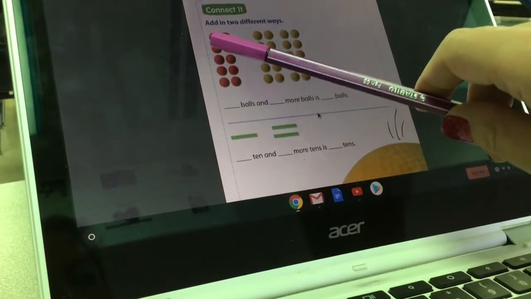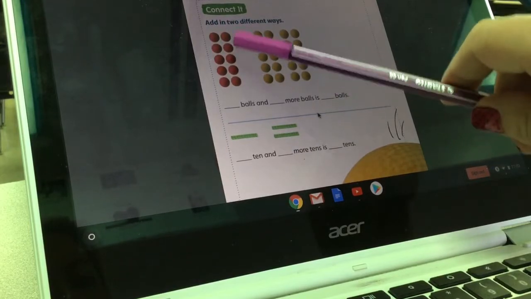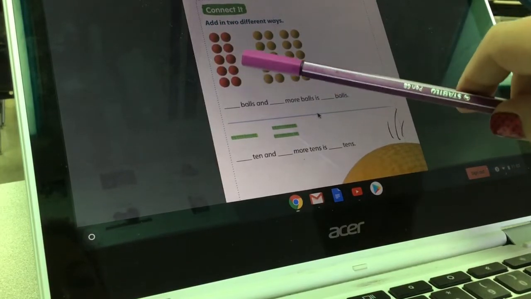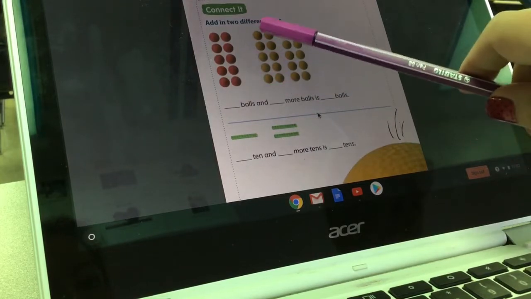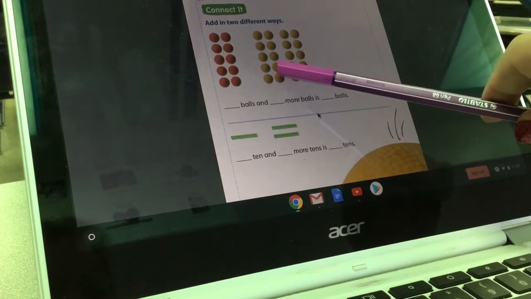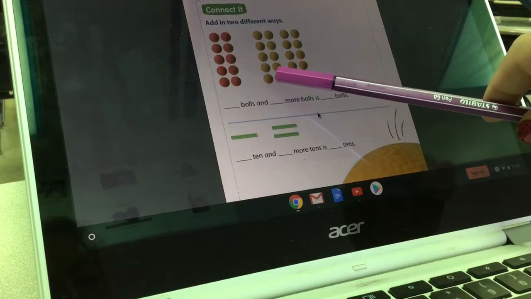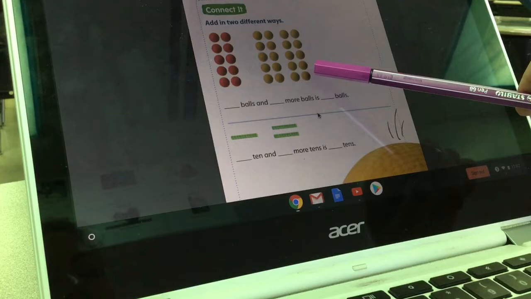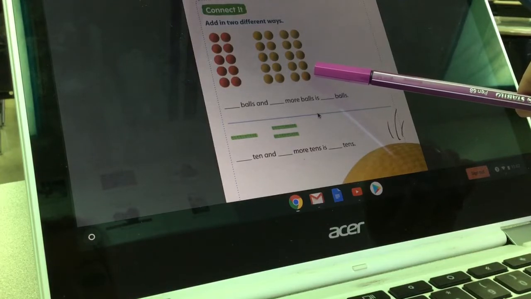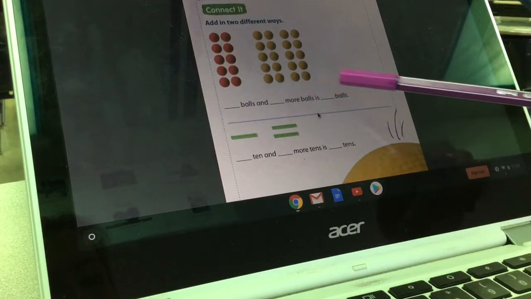1, 2, 3, 4, 5, 6, 7, 8, 9, 10. Okay, so we know that this is a group of 10. This group looks exactly the same except for the color. So it's safe to say that this is a group of 10 also. And finally, another group of 10. All right, so how can we jot this down to show what we have up here?